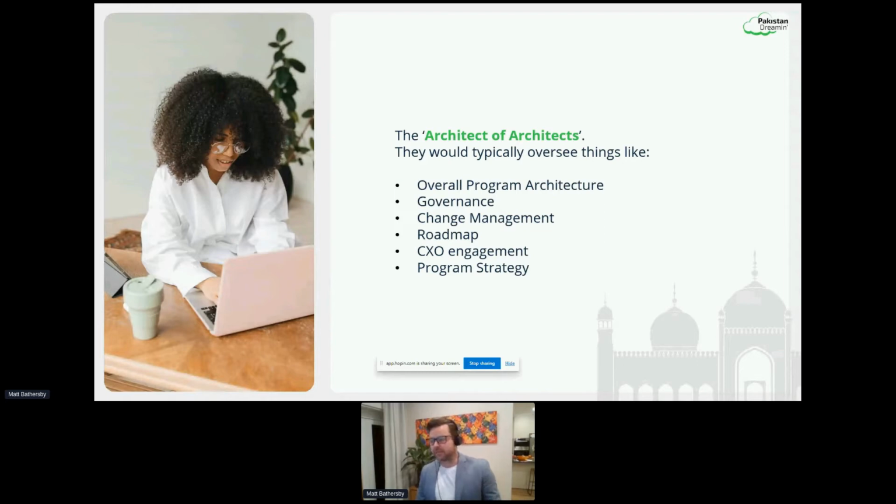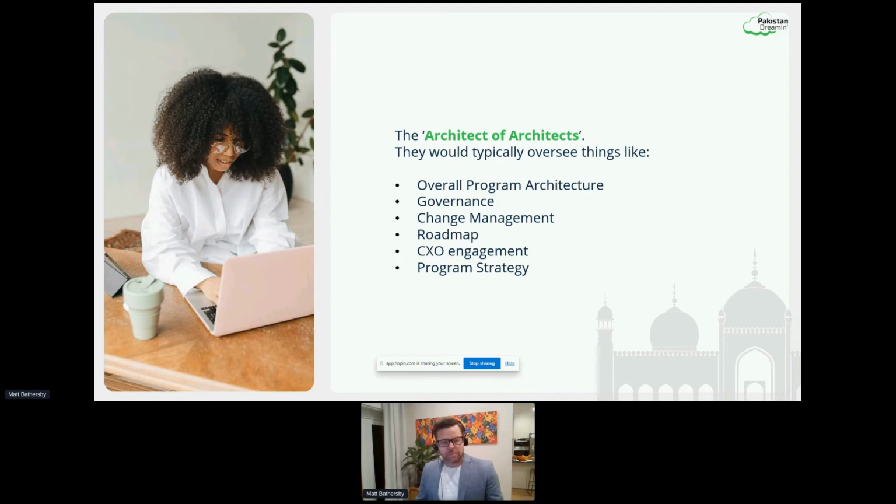The roadmap is definitely a key part of that. C-level engagement, stakeholder engagement, being in constant communication with the executives within an organization to make sure that things are on track within that enterprise in terms of the overall architecture, the vision, the goals, and strategy. There's a lot of strategy. There's program strategy, project strategy. There's a lot of strategy involved as well.